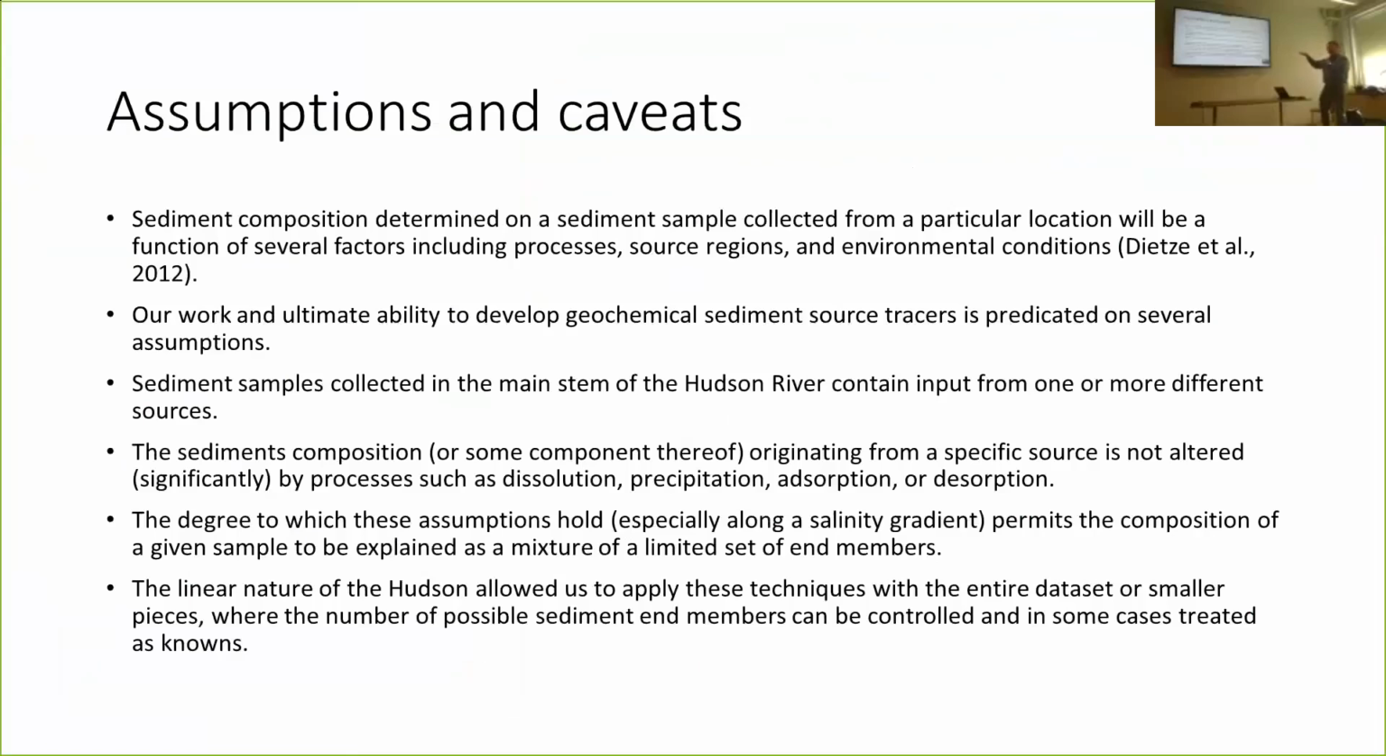The linear nature of the Hudson is really what makes it work, I think, because we have a lot of control. We can look at some samples and know that they're not influenced significantly at all by downstream tributaries. So the further north we go, the simpler the system gets. And as we add complexity, what changes do we see and what can we say from that? So, buyer beware.